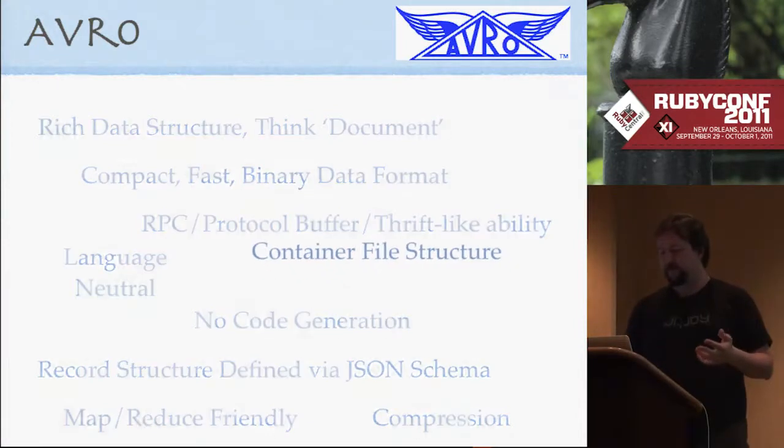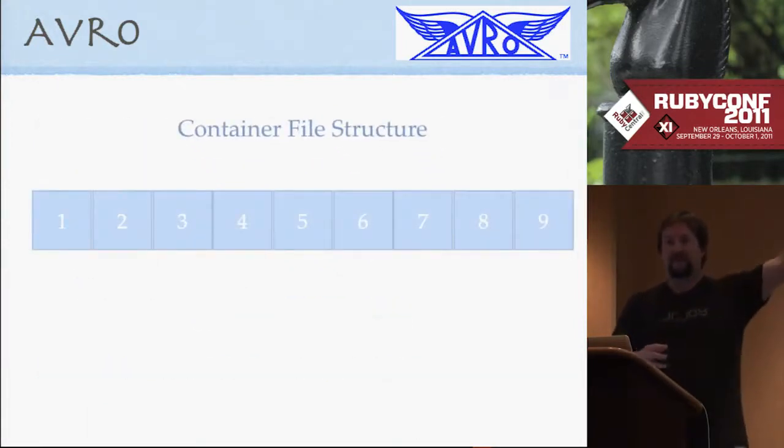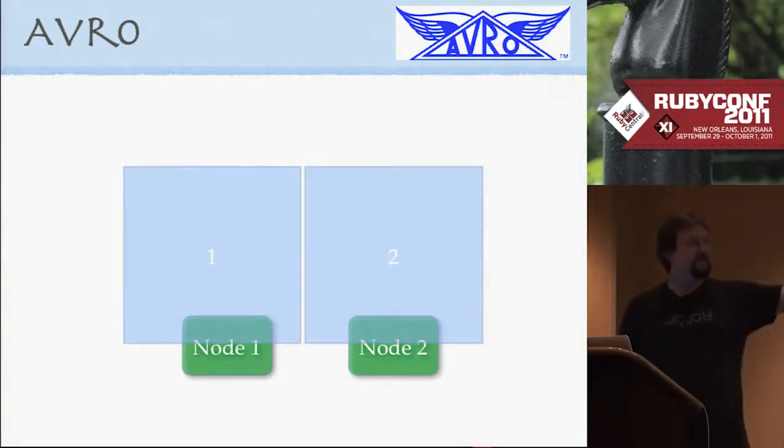So if you think about the container file structure, again, we've got our big 9-block file. The way Avro works is we'll just take a look at these first 2 blocks. Say they're stored on 2 different data nodes.